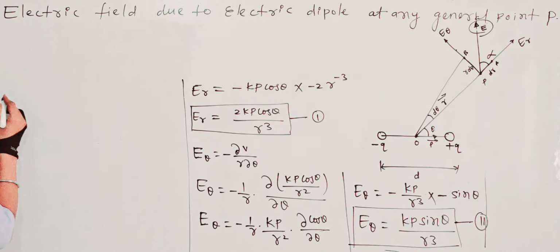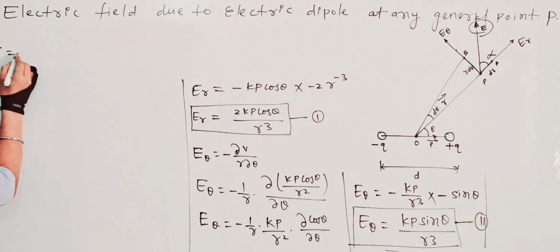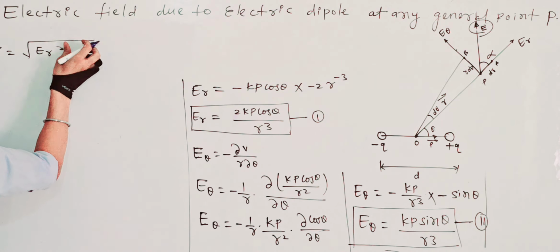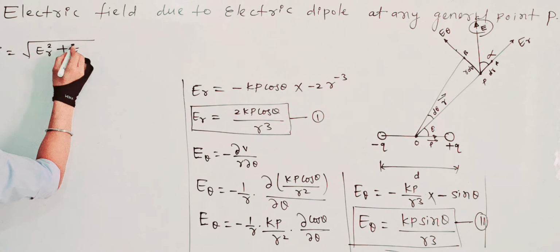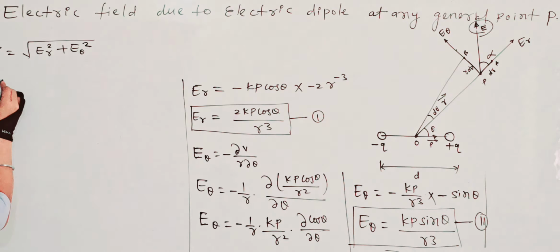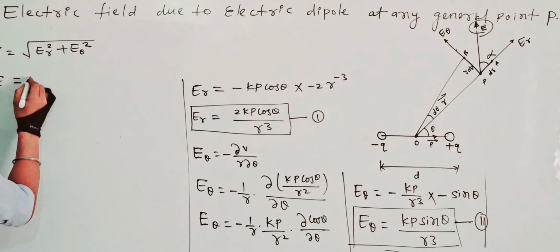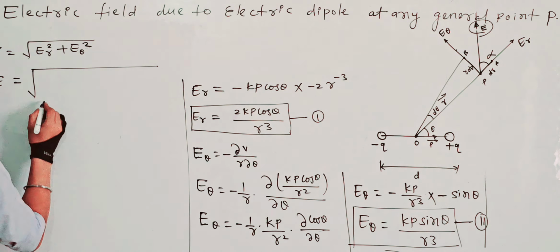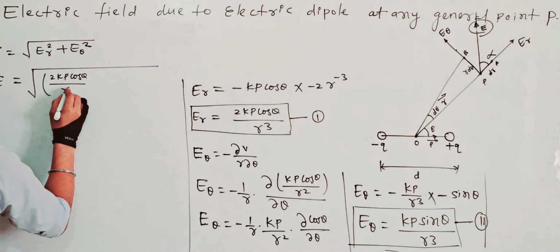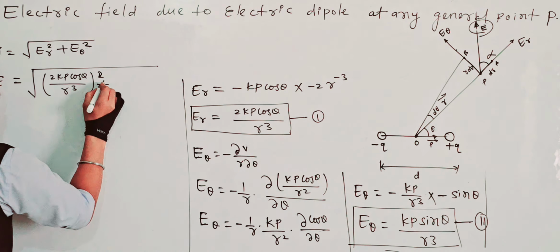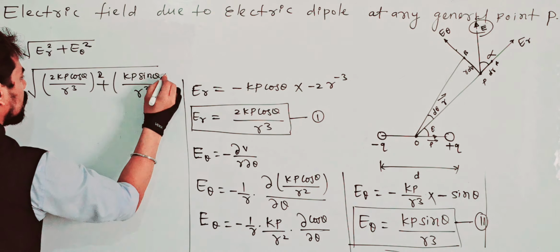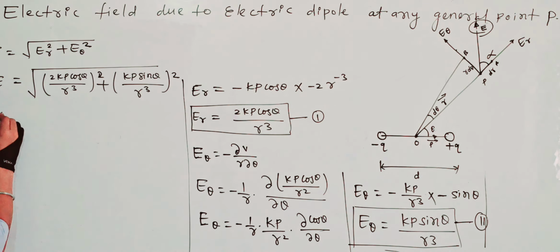Here we can write E net. E we can write what? Er square plus E theta square. This E equals, we can write Er as 2 kp cos theta by r cube, whole square, plus kp sin theta by r cube, whole square.